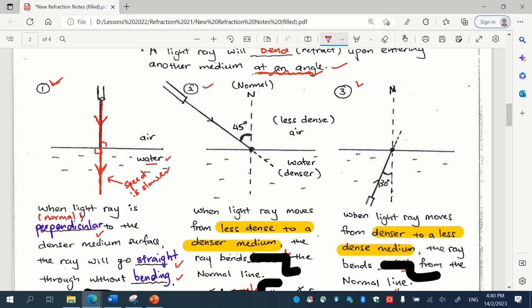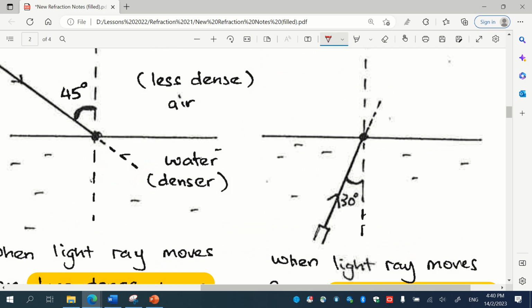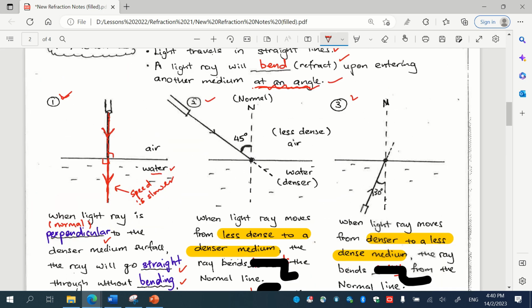Now diagram 2, there is a normal line. There is an angle now. You notice there's an angle of 45 degrees from the normal line. In refraction, again, the normal line is very, very important. It is an imaginary line, dotted with no arrow, that allows you to measure the angle of incidence, which is between the normal line and the incident ray. Normal line and incident ray.